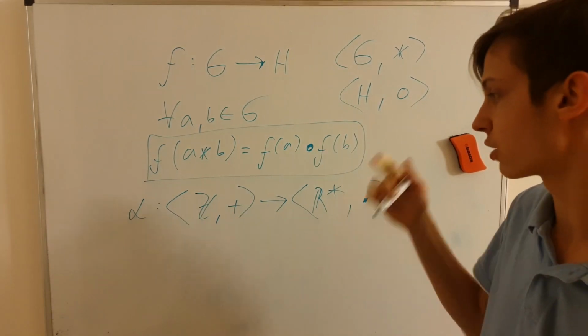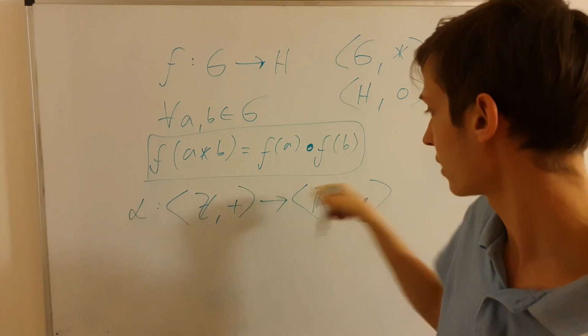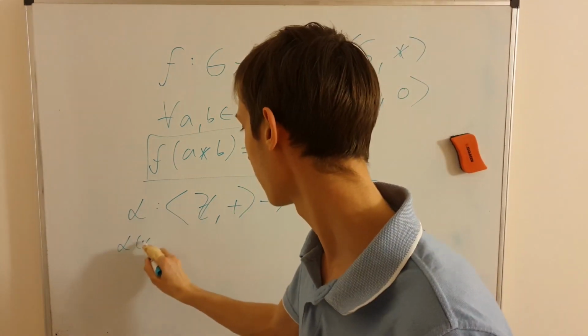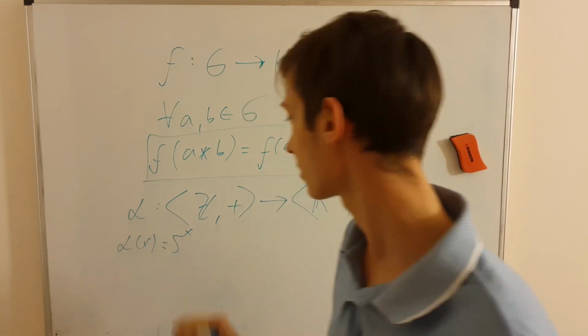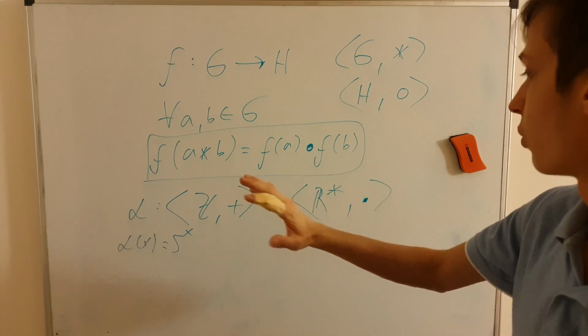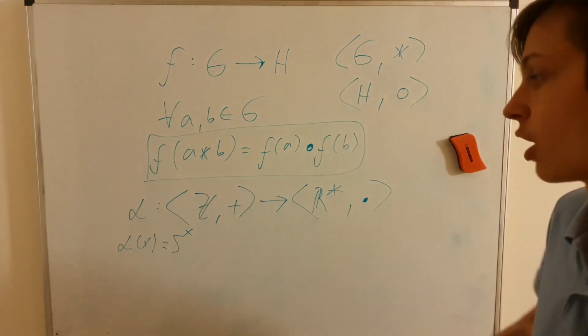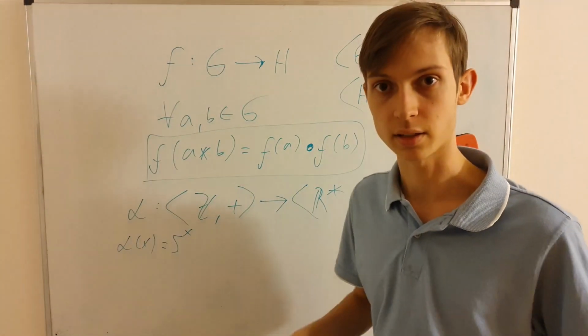Now, how to verify this? Well, it will depend on what the alpha of x is. So this alpha is a homomorphism from this to this, but I will also define alpha of x as an actual function. I will say some real number to the x, and we will verify that indeed this equation will work out. Why it will work out is thanks to the properties of exponents in this case.